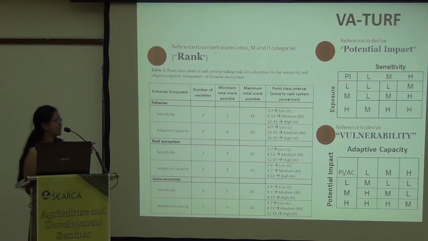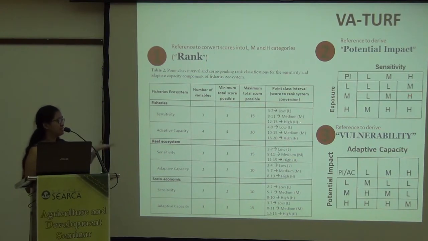So from here, we can translate the numerical scores to rank scores. And then after that, we can use this table to get the intercept for the rank of potential impact. For example, if you have medium exposure and high sensitivity, so medium and high, you get the high potential impact.